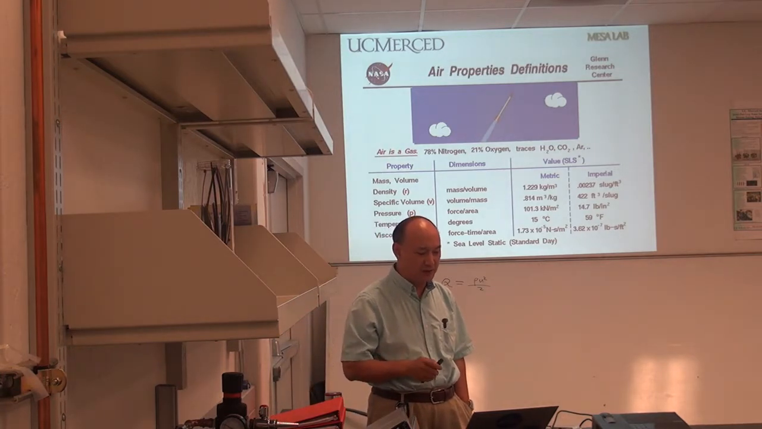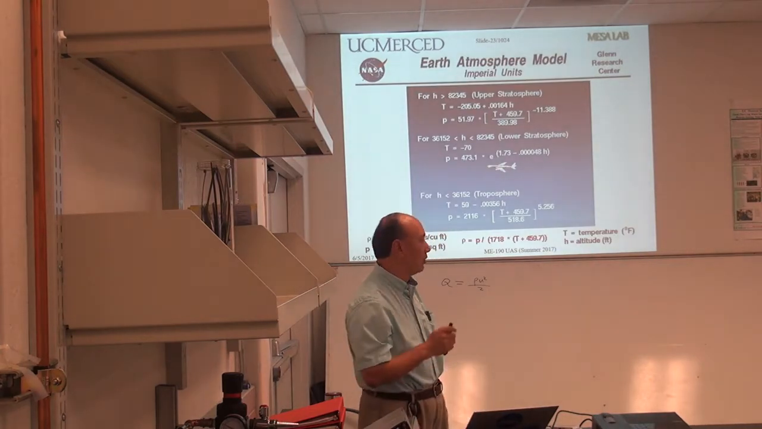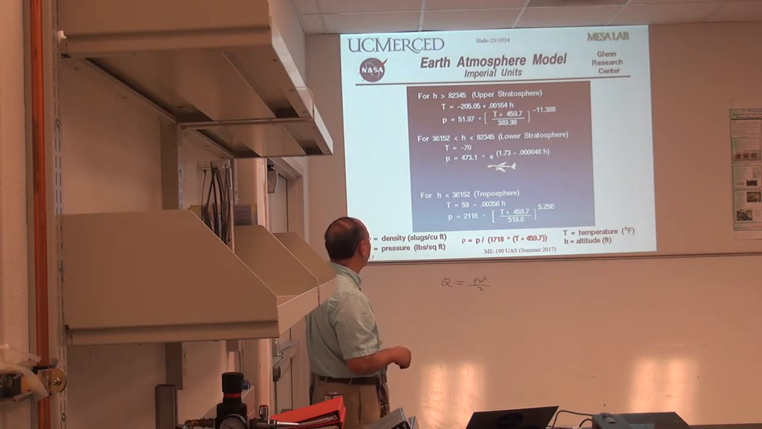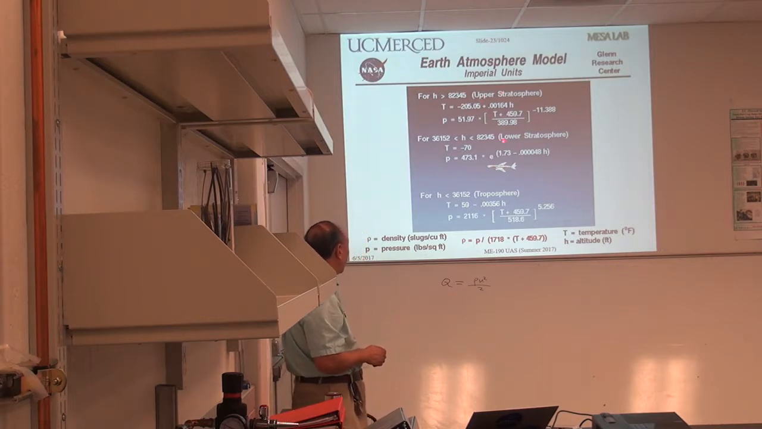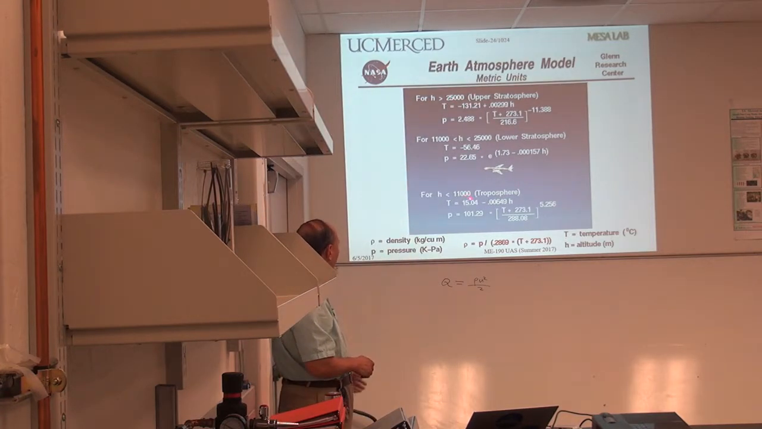Different height, different temperature, so we need that kind of atmosphere model. What is that model? When the height is greater than this number, like 82,000 feet, that is the upper stratosphere, and in this bracket is the lower stratosphere, and less than 36,000 is the troposphere. You can see the temperature is proportional to H, the height. The pressure is a very complicated function, with a different formula at each height. We probably fly very low, in the troposphere.